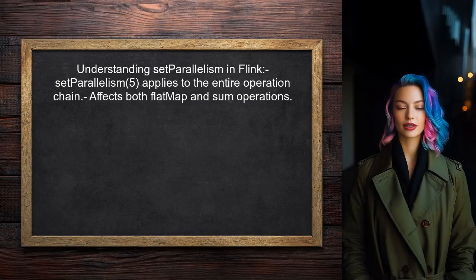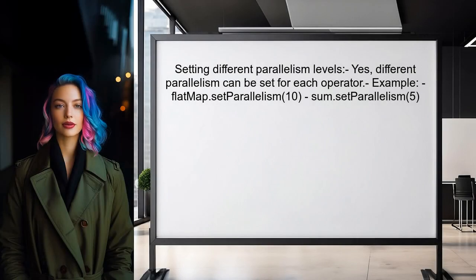To address the user's first question, the set parallelism method applies to the entire operation chain. This means that when set parallelism is set to 5, it affects both the flat map and the sum operations. For the user's second question, yes, it is possible to set different parallelism levels for different operators. The user can achieve this by calling set parallelism on each operator individually.